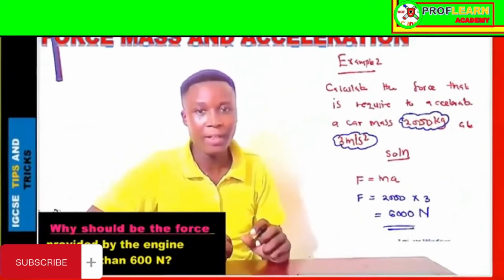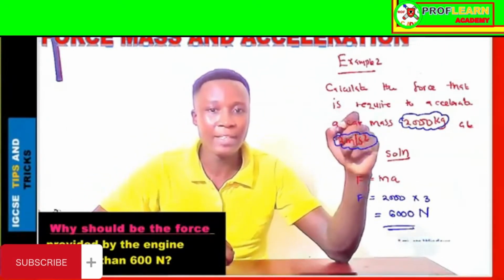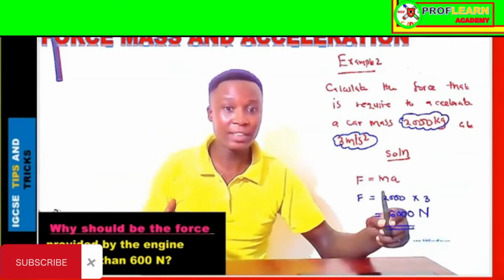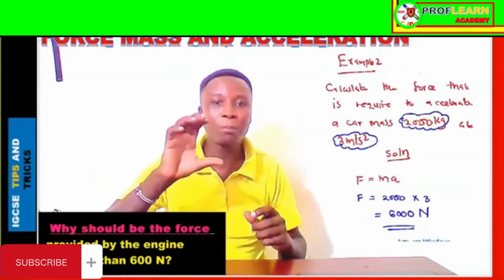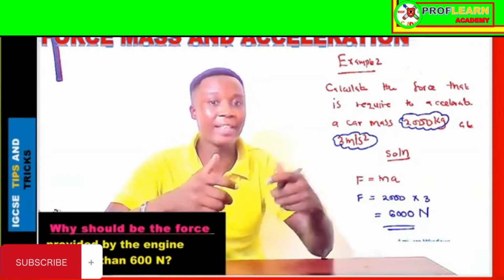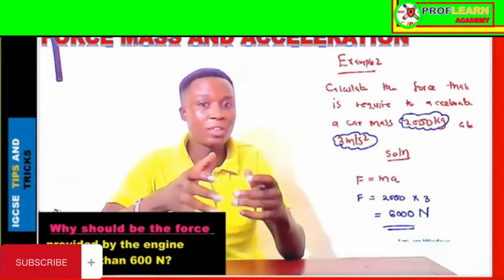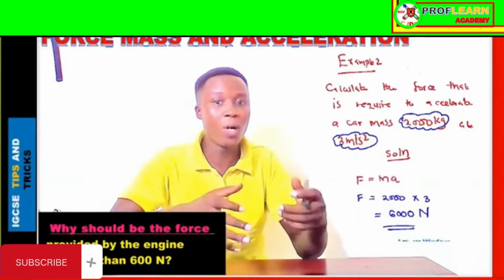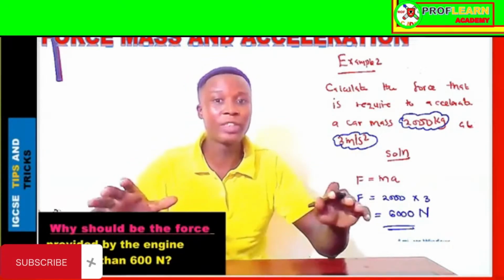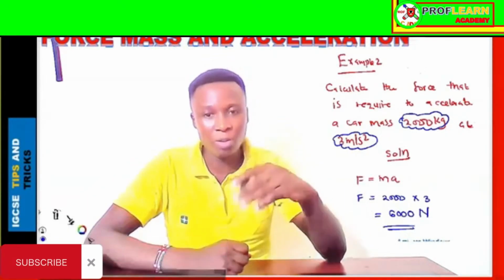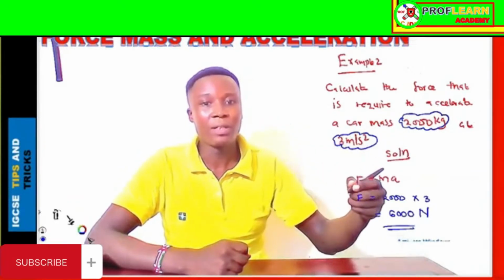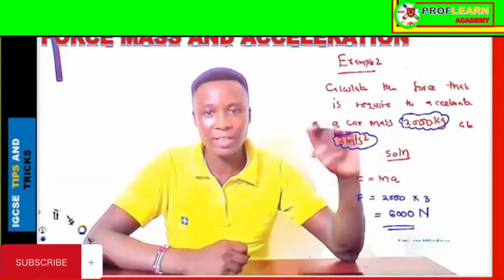Something else you need to know is that for the car to accelerate at 3 meters per second squared, the unbalanced force required is 6,000 Newtons. But the engine must provide a force greater than that, because some force will be used to work against air resistance, and some against friction, because as the car is moving there is a friction force and air resistance. These forces resist or try to slow down the car. So the engine should provide more force in order for this car to accelerate at this rate.